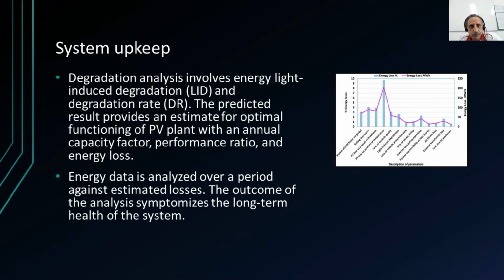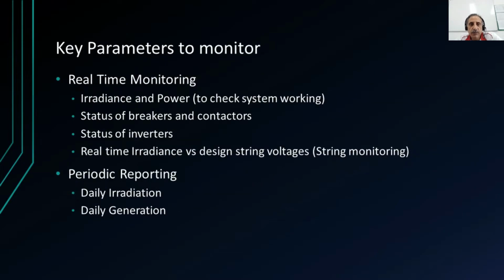So the key parameters that we need to monitor for achieving our end results of a reliable system operation are the incident irradiation, the instantaneous irradiation, and the power, to see whether the system is working or not. For example, if you have irradiance and there's no power, then there is something wrong in the system. Secondly, if during daytime there is no irradiance reported, there may be something wrong. The panels could be dirty, or maybe the sensor is damaged, or any such thing.